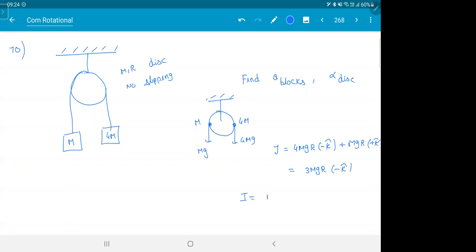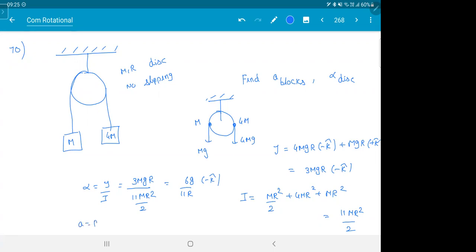What is I of the system? Disk MR square by 2, particles 4MR square plus MR square. Hope everyone is revising this stuff. Alpha is torque by I. So 6g by 11R. Check it out. Any doubts on this? a is equal to R alpha, so from there you get acceleration also.